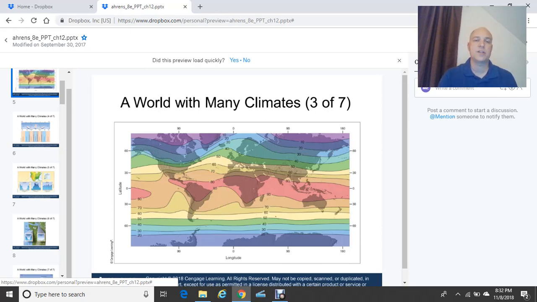But again, notice the bending, like we just talked about, the bending of these isotherms, these lines. You notice how they bend upward over the oceans, and they bend downward over the land masses where, again, the land heats and cools much more quickly. So you get a bending down over the continental land masses, you get a bending up of the isotherms over the ocean areas of the world.